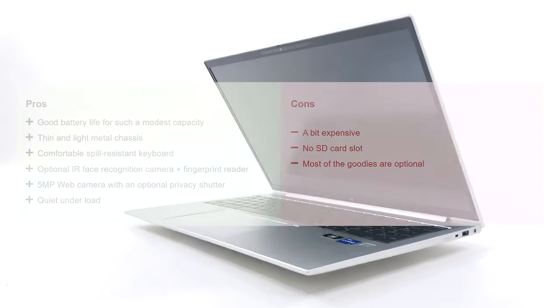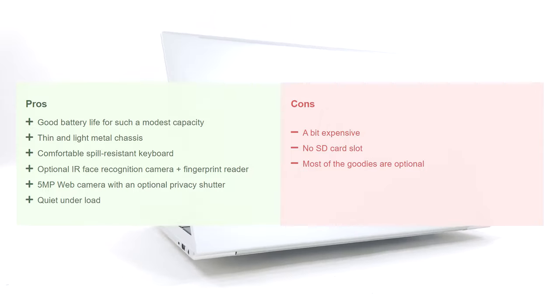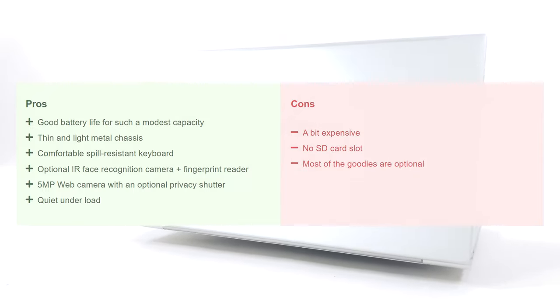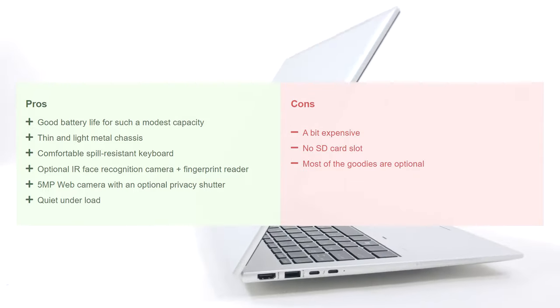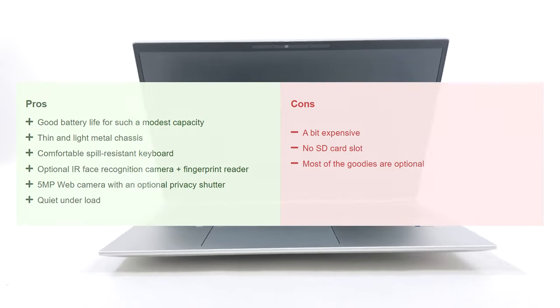The HP EliteBook 865 Gen9 is a great machine for the office, offering stable performance and enough battery life for more than a whole day of use. It's also incredibly comfortable, with low noise and temperatures, despite the thin and light chassis.